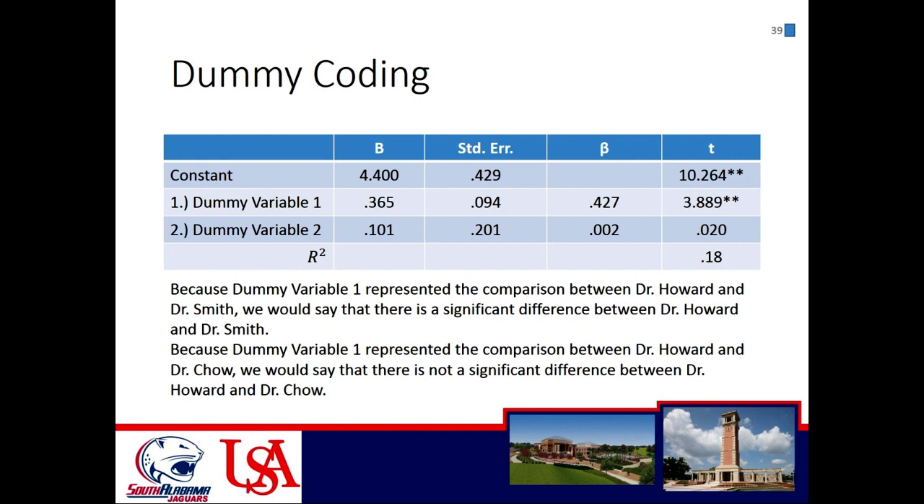So once again, take note of that typo. The first part is correct. The second part should begin with because dummy variable 2. It should not say because dummy variable 1. So sorry about that typo. Hopefully you have the audio on. Hopefully you're not just skipping around in this video. But if you have any questions, let me know.